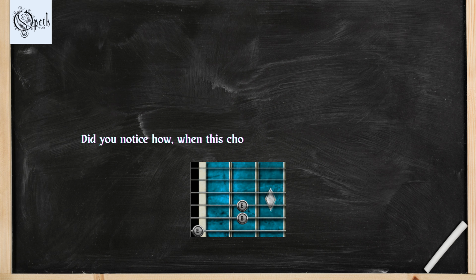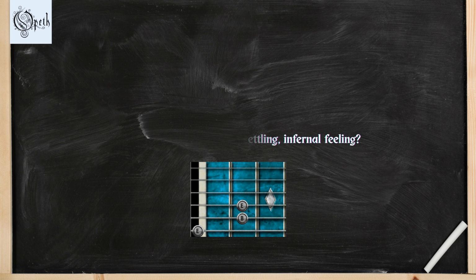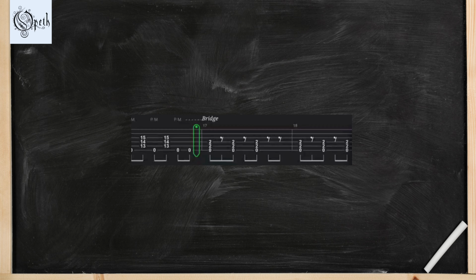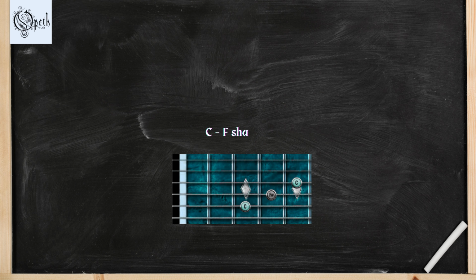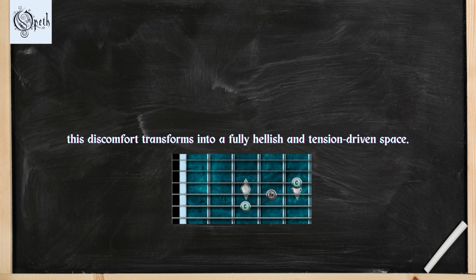Did you notice how, when this chord appears right after the intro, it suddenly creates an unsettling, infernal feeling? The last note of the previous chord was E, but the main riff starts on F sharp. This shift alone pushes the listener into discomfort, and that is exactly what Opeth intended. With the notes C, F sharp, C, this discomfort transforms into a fully hellish and tension-driven space.